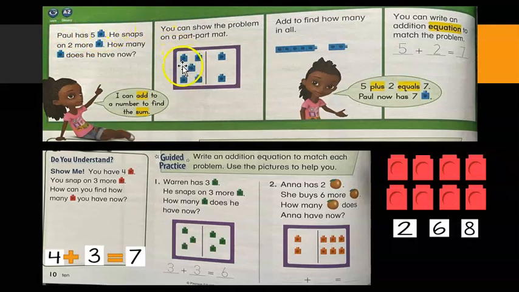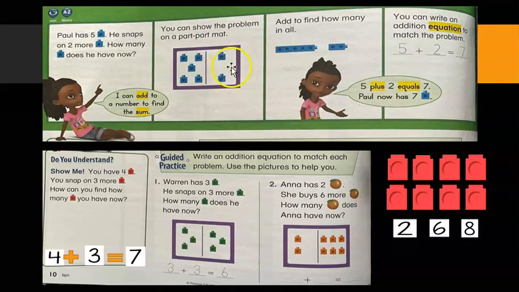See, they drew it in here. 1, 2, 3, 4, 5. So Pa has 5 blue cubes. They drew it in this first portion here. Then you read on again. He snaps on 2 more blue cubes. So that's why 1, 2, we have 2 cubes on the other side because he snapped on 2 more cubes.